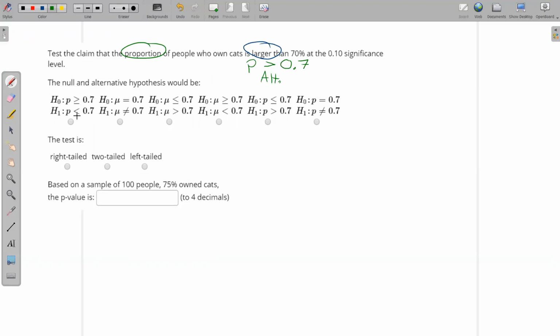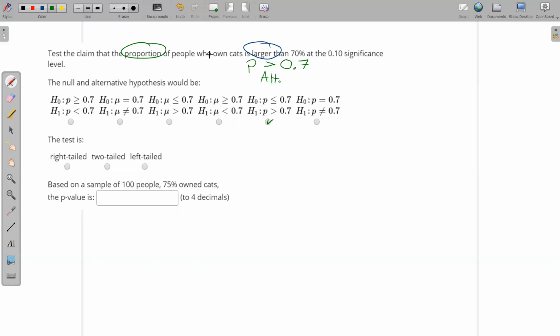So I'm just looking for any one of these that has that, and there should be only one. And on mine, it's this one right here. So I would check that box right there because it says the proportion for the alternative is greater than 70%. And then the null hypothesis could either be an equal to or a less than or equal to, and here they picked a less than or equal to.